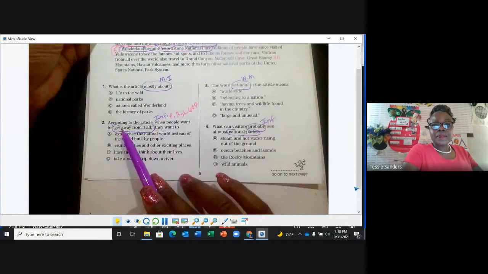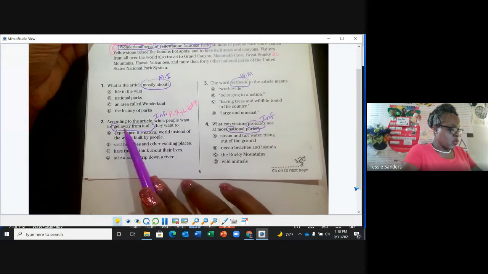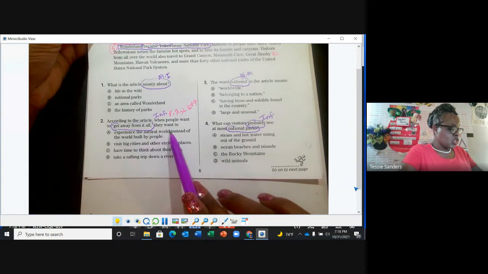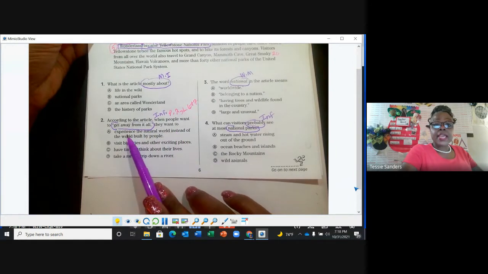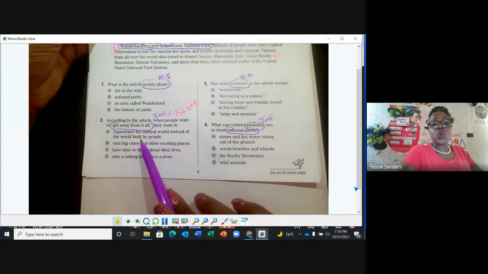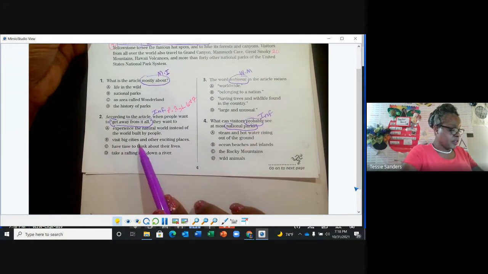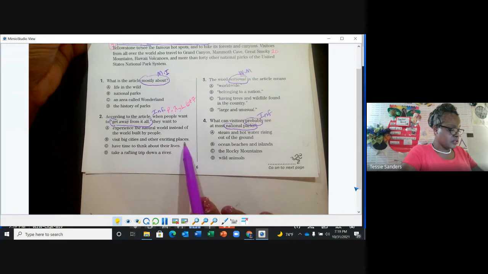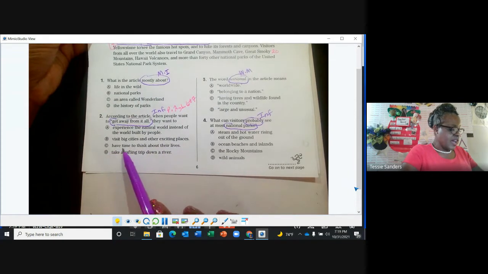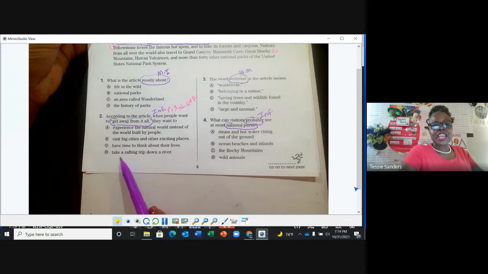Two, according to the article, when people want to get away from it all, they want to A, experience the natural world instead of the world built by people. B, visit big cities and other exciting places. C, have time to think about their lives. D, take a rafting trip down a river.